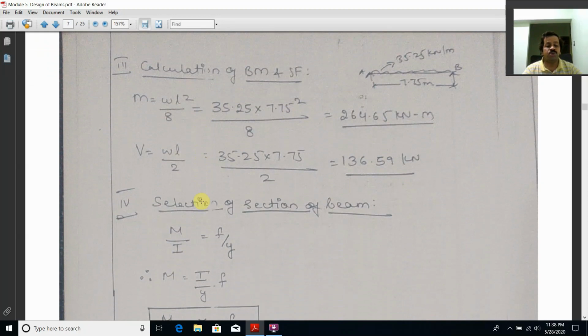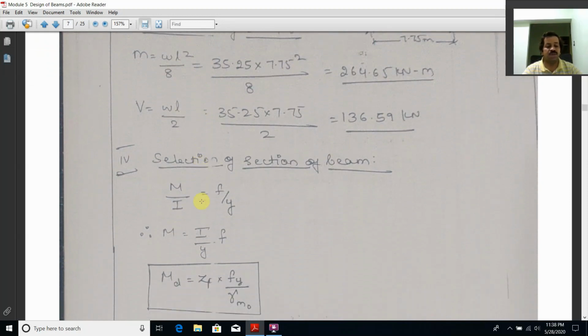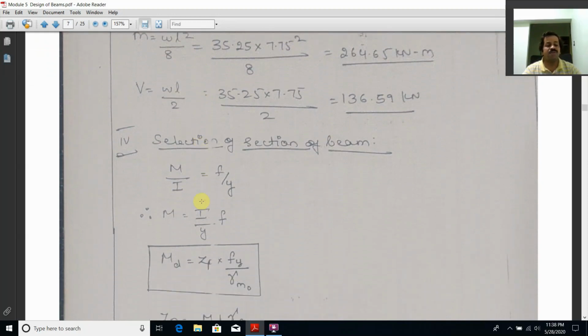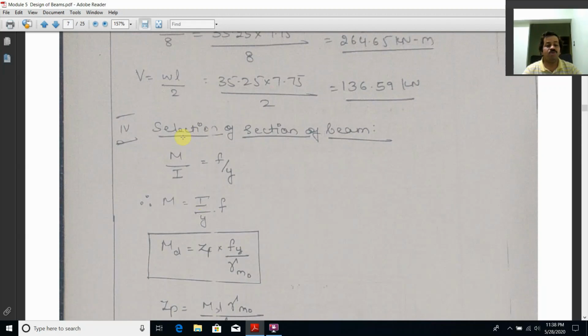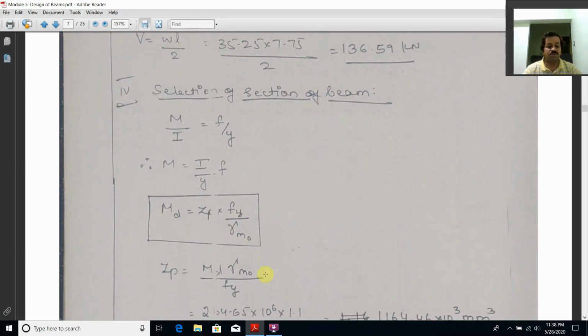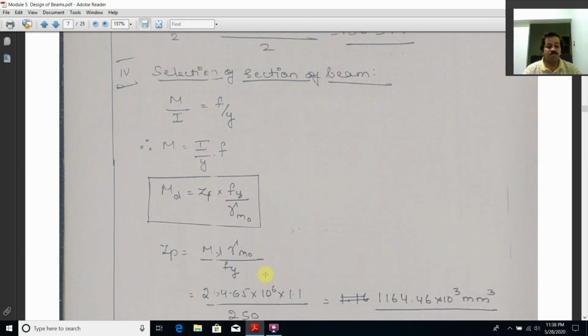I have told you the step-by-step procedure at the start itself, but anyhow, that formula, how it has come. We know from the 3rd semester M by I equals F by Y; it need not be written in the examination. Straight away we can write down this formula. However, understanding it, written here I by Y, and f_y to have a partial safety factor gamma M0 is used here. So hence Z_P is equal to M_D gamma M0 by f_y for a plastic section.